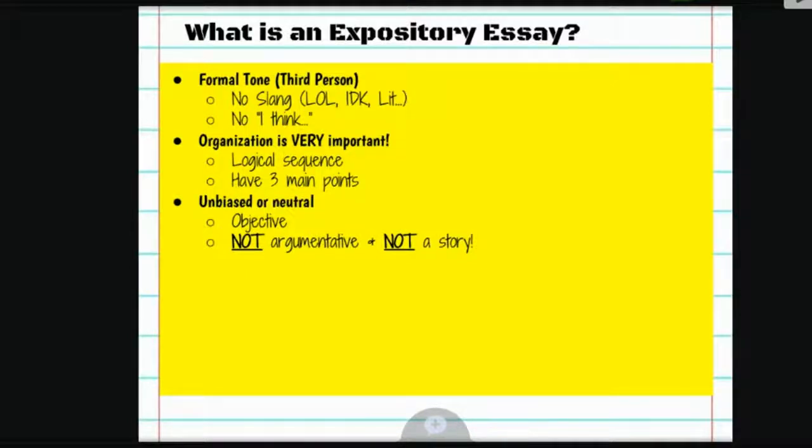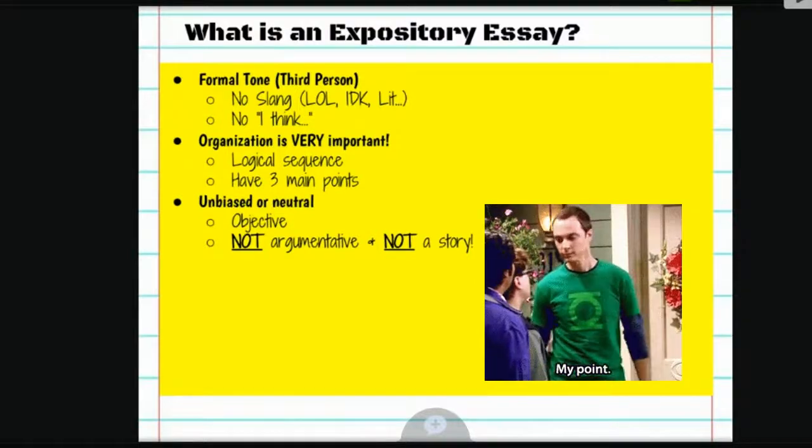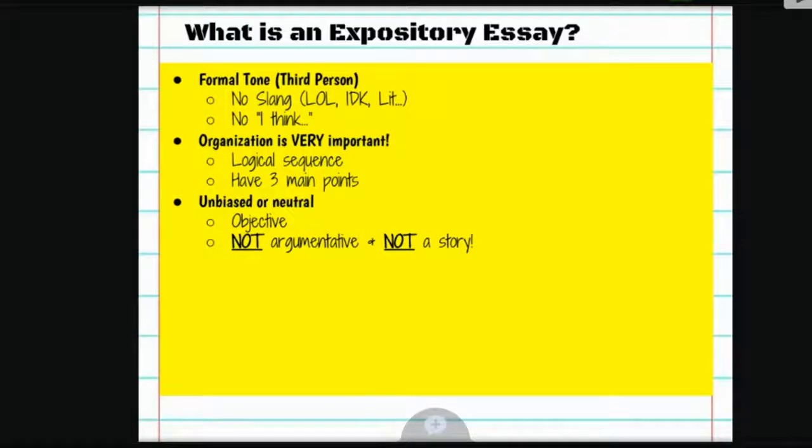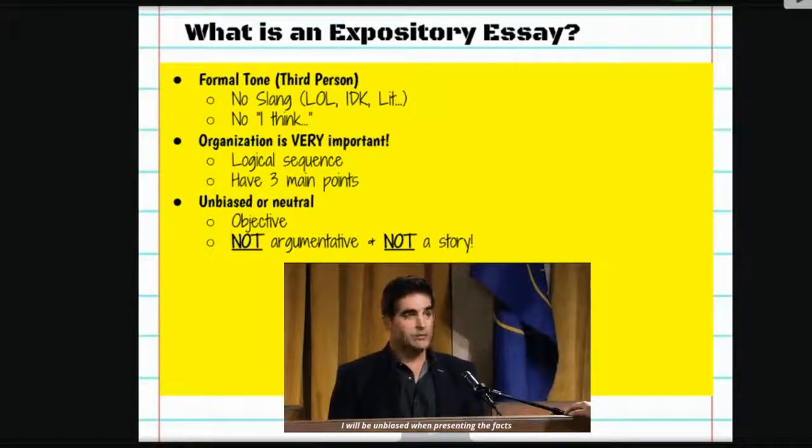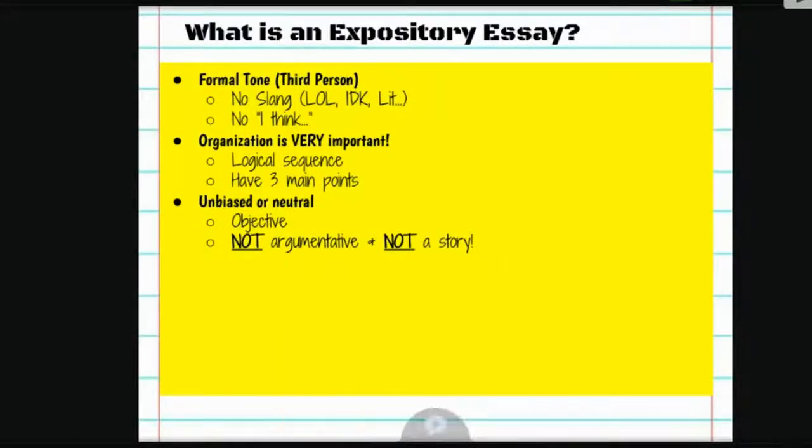Expository essays usually have three main points that they use to support their thesis statement, which we'll talk about a little bit later. But those three main points are usually the body paragraphs of the expository essay. An expository essay should be unbiased or neutral, meaning that there is not one side taken over the other, that it's objective. It's not an argumentative essay, so you are not presenting your opinion, and it's not a story. It's just simply information, explanations, and descriptions.